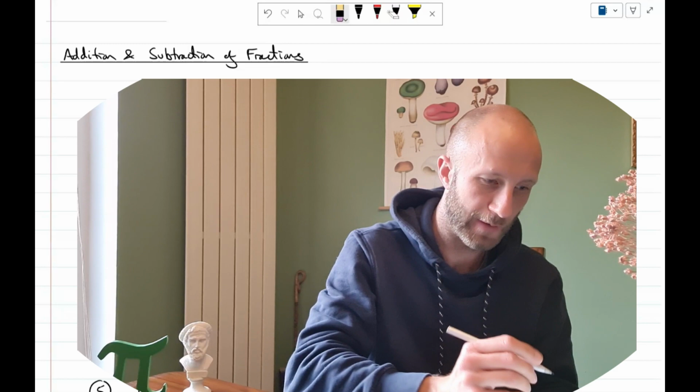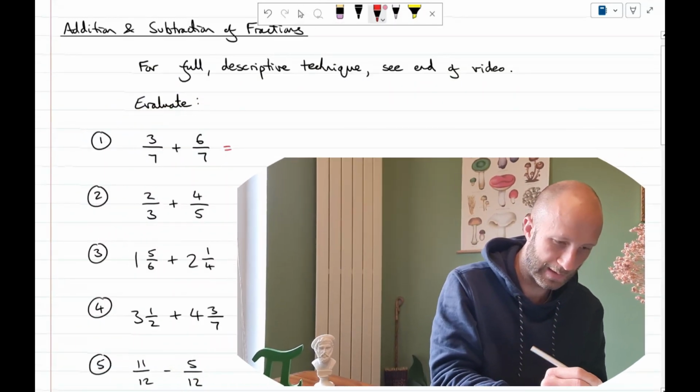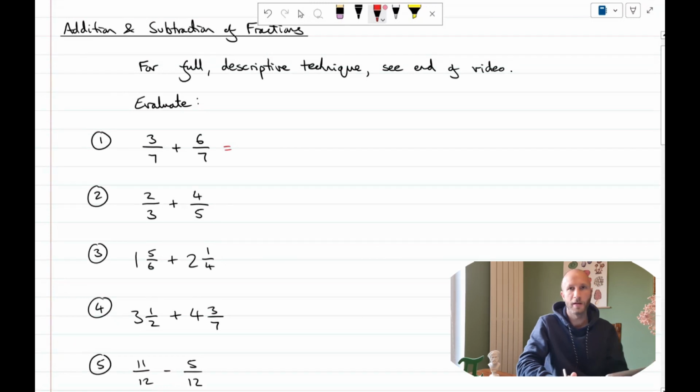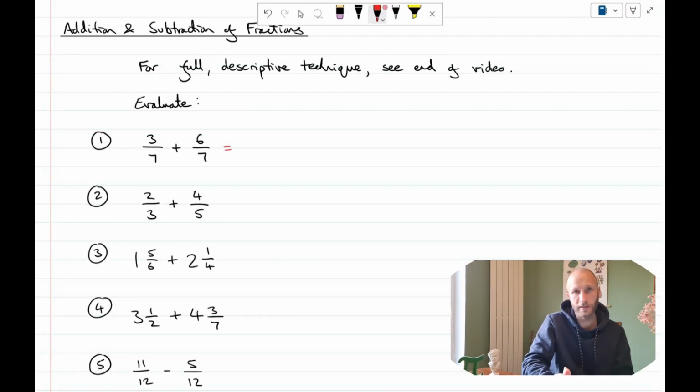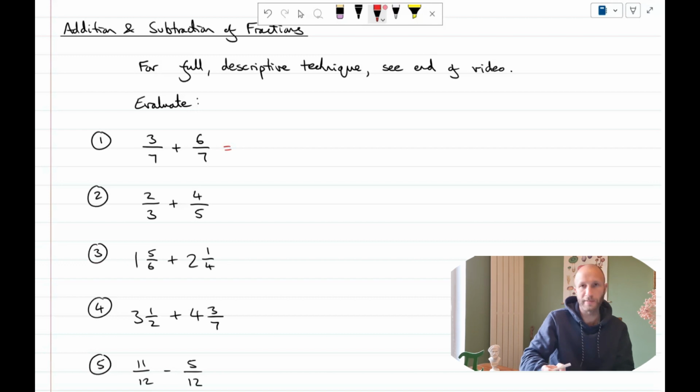So addition and subtraction of fractions should be quite a simple technique that we need to learn. I've got a full technique at the bottom. The main thing when you're adding and subtracting fractions is that you have the same common denominator. The denominator is just the number on the bottom of the fraction. Hopefully we know that by this stage. We need to make sure that they're the same, otherwise we cannot add the fractions together.